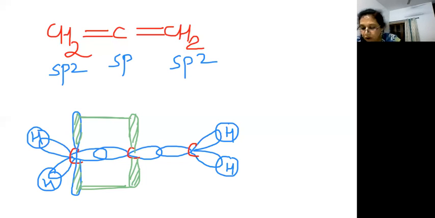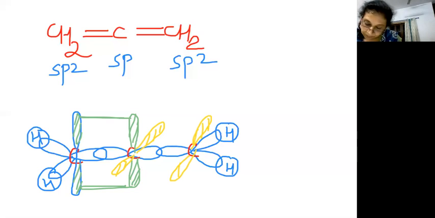Now, orthogonal or at a right angle to this p orbital is another p orbital. So let me make that. So this is orthogonal to the first one. Similarly, this one is orthogonal here. So I have made it. So now you can see that is the structure of allene.